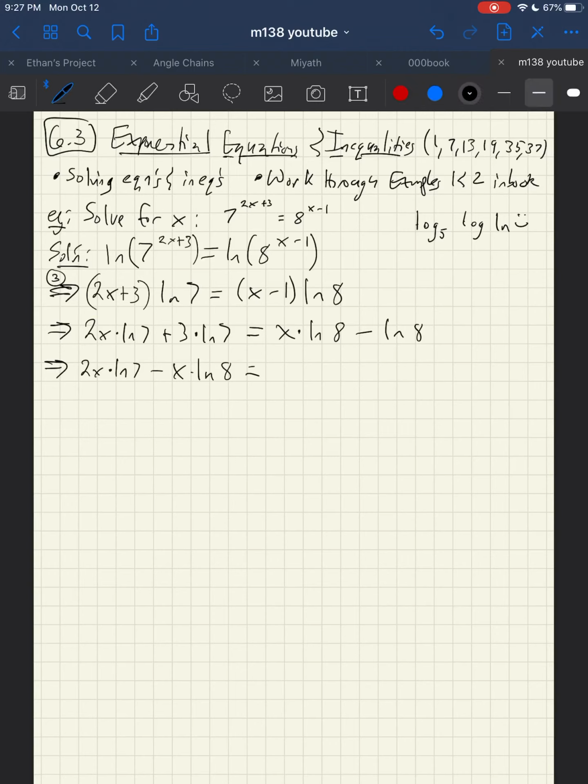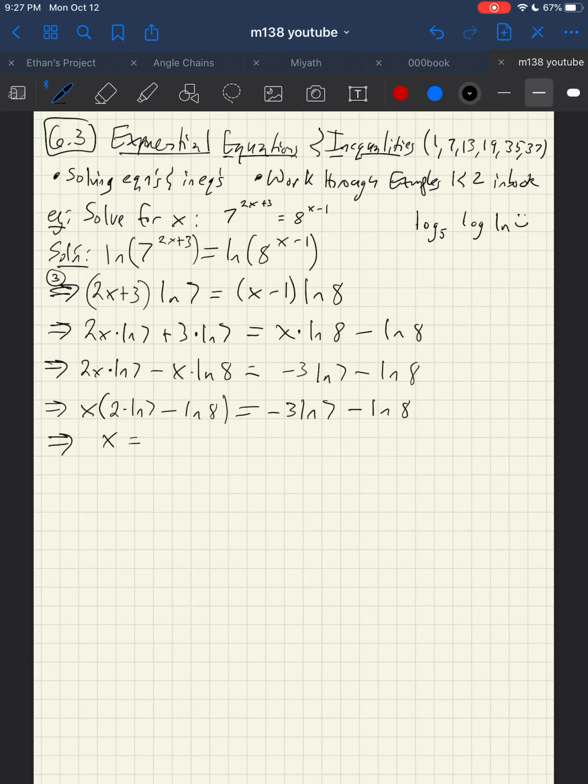On the right-hand side, we're going to subtract this from both sides. So we've got negative 3 natural log of 7 minus natural log of 8. But on the left-hand side, I can factor out an x. So this becomes x times (2 times natural log of 7 minus the natural log of 8). Right-hand side stays the same: negative 3 natural log 7 minus natural log of 8. And finally, I divide both sides by this quantity here.